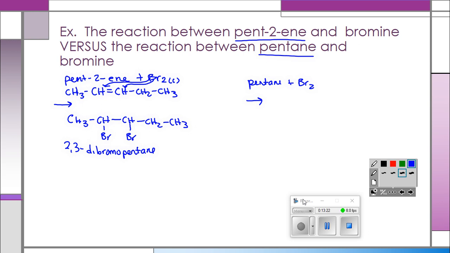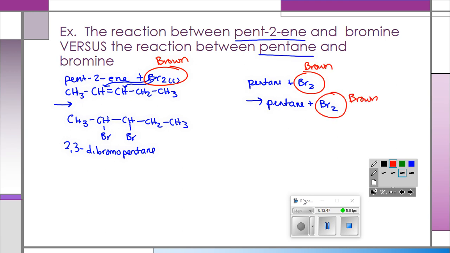If I have pentane and Br2, I will have pentane and Br2 still at the end. It's not going to participate in a spontaneous reaction because there was no double bond for it to react with. So let's take a look. This is brown. This is brown. This is brown. So if there was an addition reaction, I went from having a brown liquid to having no brown liquid. The color disappeared. If the compound was saturated and there was no addition reaction, the brown color stays.